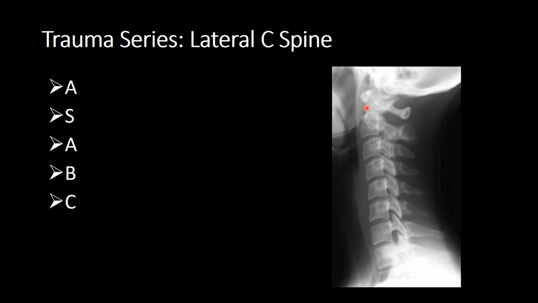C is for cartilage. Our predental space, normal. Intervertebral disc spaces, our facet joints, normal. This is a normal cervical spine, and that's what you have to do for every single image. You have to adhere to that search strategy, otherwise you will miss fractures.